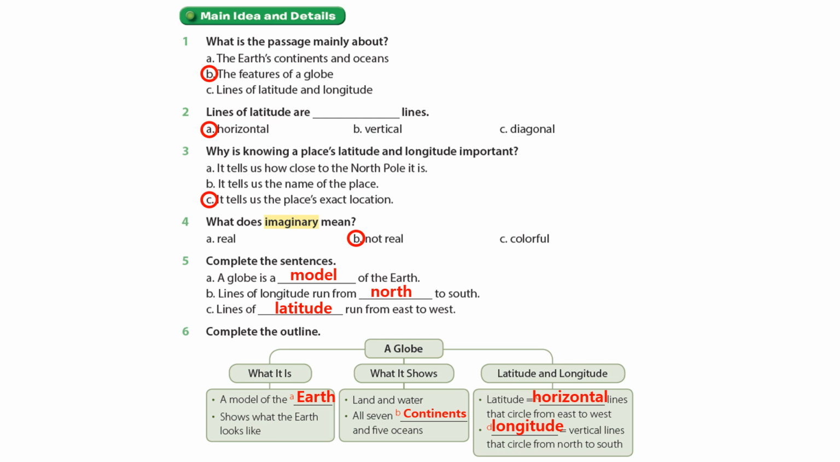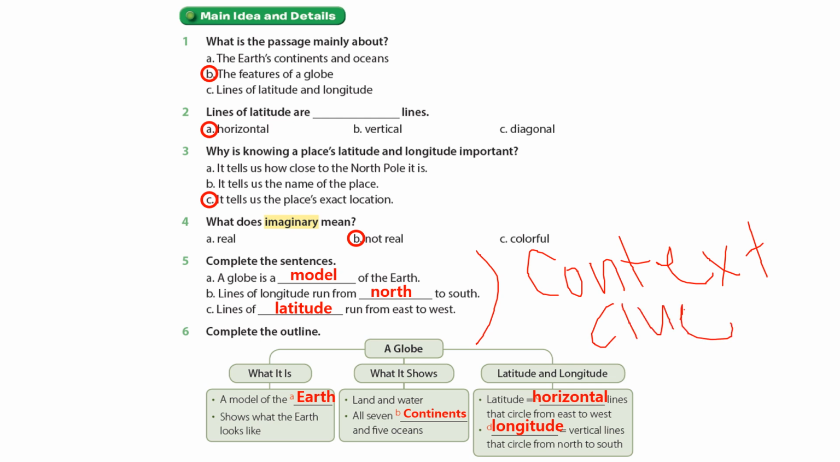We had to use something called a context clue. Context clue는 문맥상의 힌트를 뜻해요. 그래서 핵심 단어는 뭔지, 그 핵심 단어가 이 빈칸 추론을 어떻게 돕는지를 배우는 거예요. So 5A is a globe is a model of the earth. B. Lines of longitude run from north to south. C. Lines of latitude run from east to west. 같이 한번 따라서 읽어보는 게 너무 좋을 것 같아요.